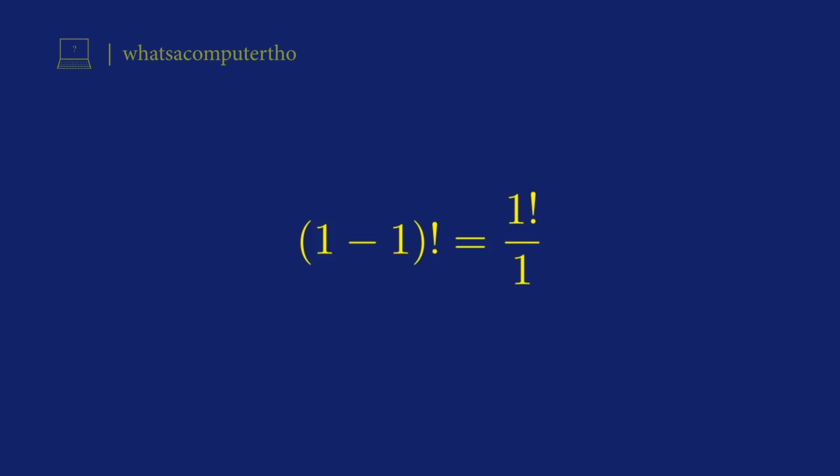We see as a result that 1 minus 1 factorial is equal to 1 factorial divided by 1. But 1 minus 1 factorial is just 0 factorial. Also, we had no issue earlier with evaluating 1 factorial, it was simply equal to 1. And since 1 divided by 1 is just 1, we're done. There you have it, 0 factorial is equal to 1.